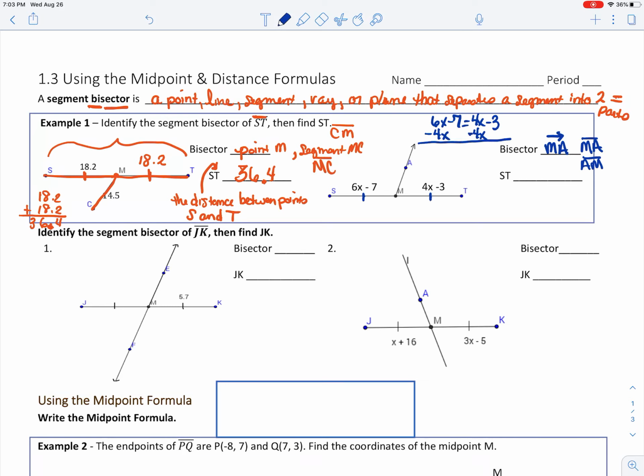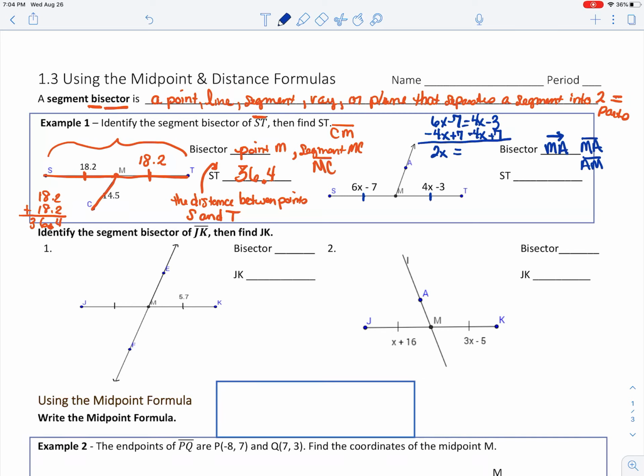So 6x minus 4x is 2x. And if we are moving our variables to the left, then we probably want to move our numbers to the right. And if we're subtracting 7 from the left-hand side, we're going to add 7 to both sides, to get our number on the right-hand side.